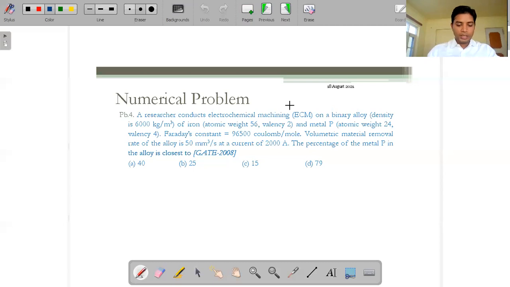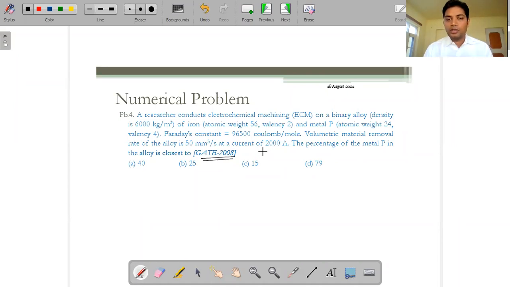Okay, guys. So this is the wonderful problem that has been asked previously in the GATE examination in 2008. That exam was conducted by IISc Bangalore. If you look at the problems asked in 2008, not only from manufacturing but from all the subjects, the level of that question paper was quite good.